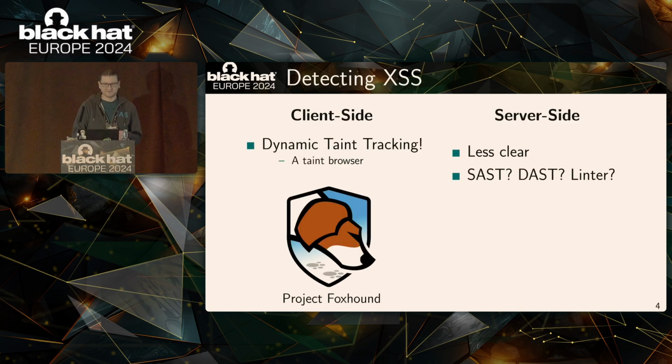And how would you defend against client-side or cross-site scripting? On the client side, it's fairly easy. You can use dynamic taint tracking, like a taint browser. There's a very good taint browser. I'm a maintainer of Project Foxhound. If you're interested in that, please get in touch.